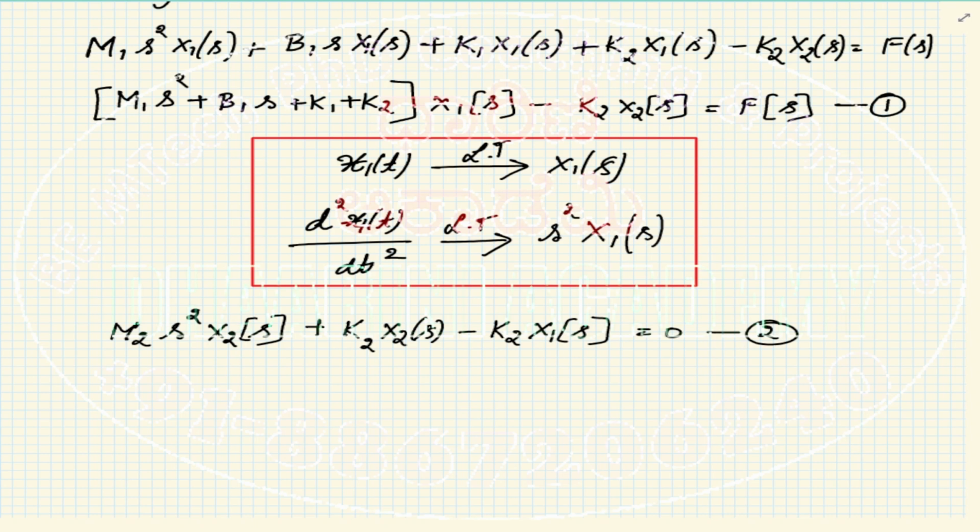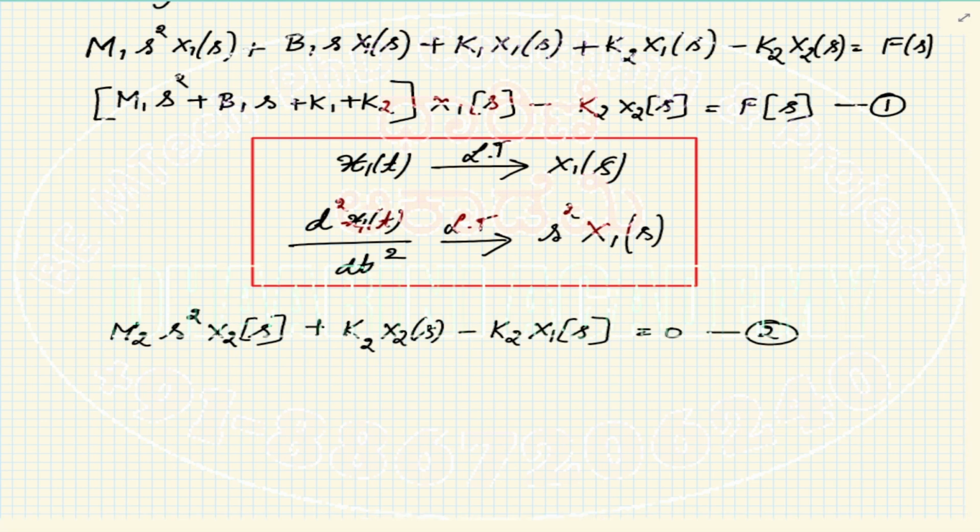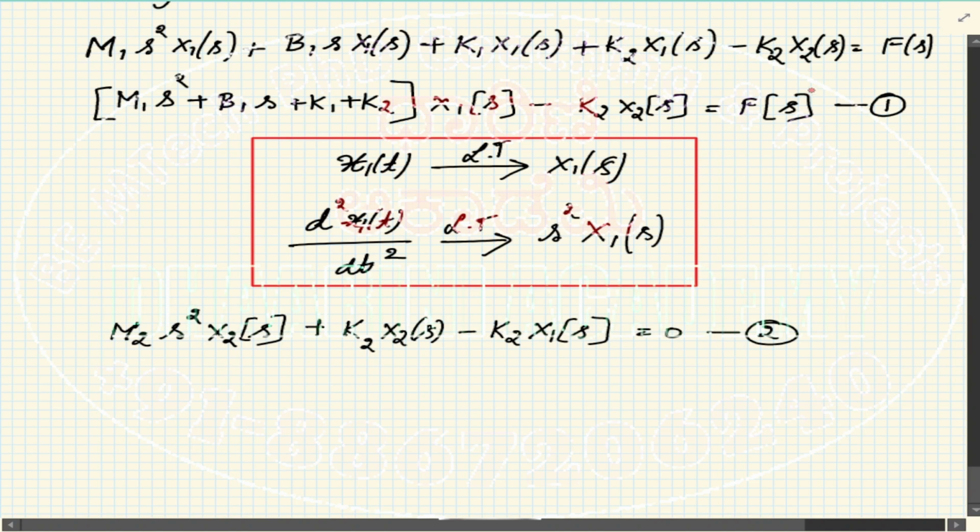Anyway, we are halfway through. What could be the next step so that you can find the transfer function specifically? So x2 by f is what we want, right? In the sense, I need to eliminate x1 from the first equation.